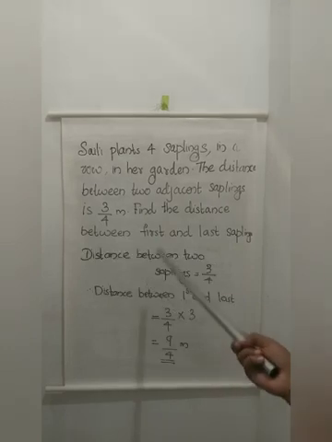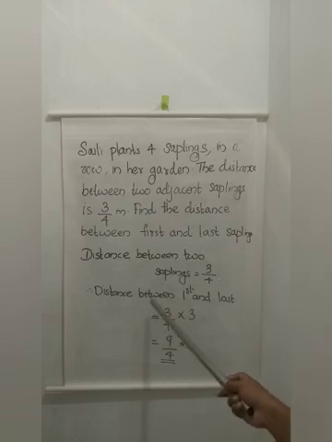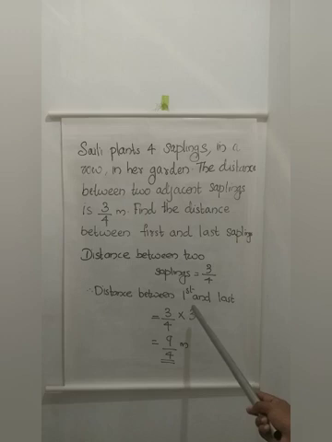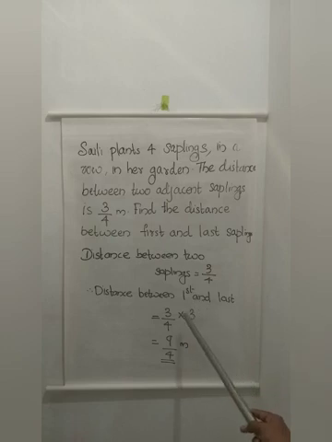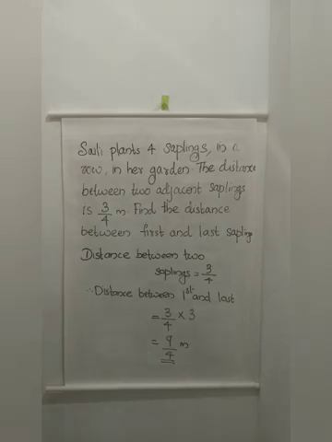So solving it. The distance between two saplings is 3 by 4. Now we want to find the distance between the first and last. Between first and last, we are adding 3 by 4 three times. That means 3 by 4 into 3. Multiplying, here there is nothing to cancel. Here 3 and 3 are there, but both are in the numerator, so you cannot cancel it. So 3 into 3, 9, denominator 4. So 9 by 4 meter is the distance between the first and the last sapling.